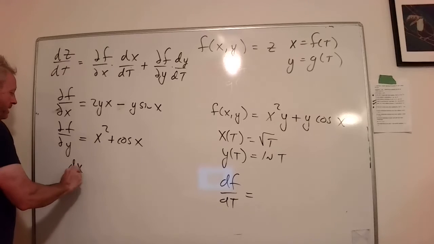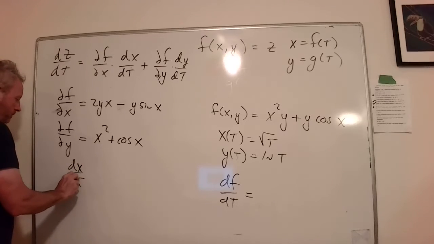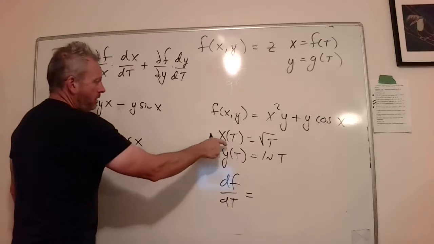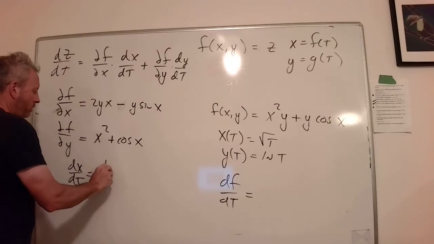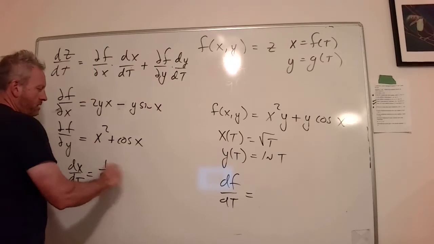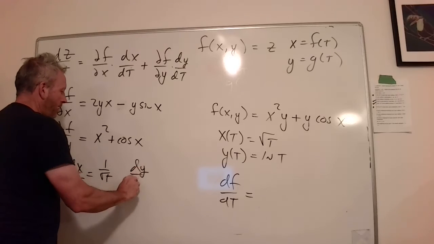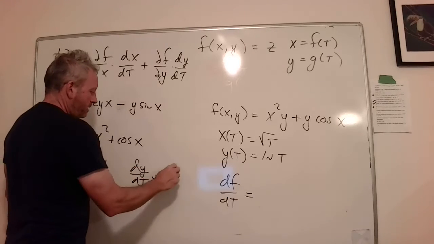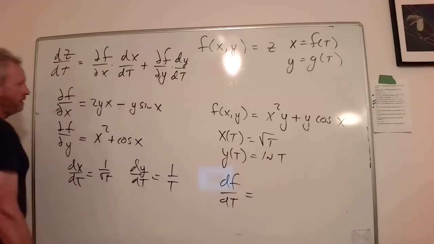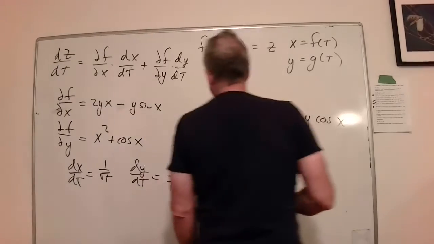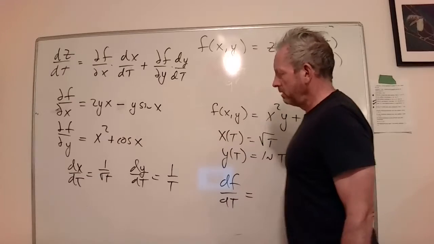We need to find dx dt. Dx dt, where is x? Right here. So that's 1 over the square root of t. That's just standard old Calc 1 stuff, right? And dy dt is 1 over t. And so now we just put everything together via this formula right here.